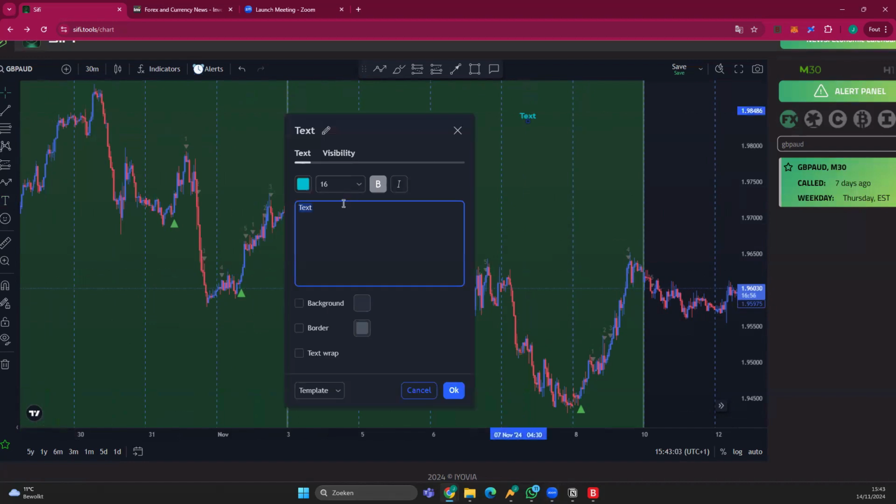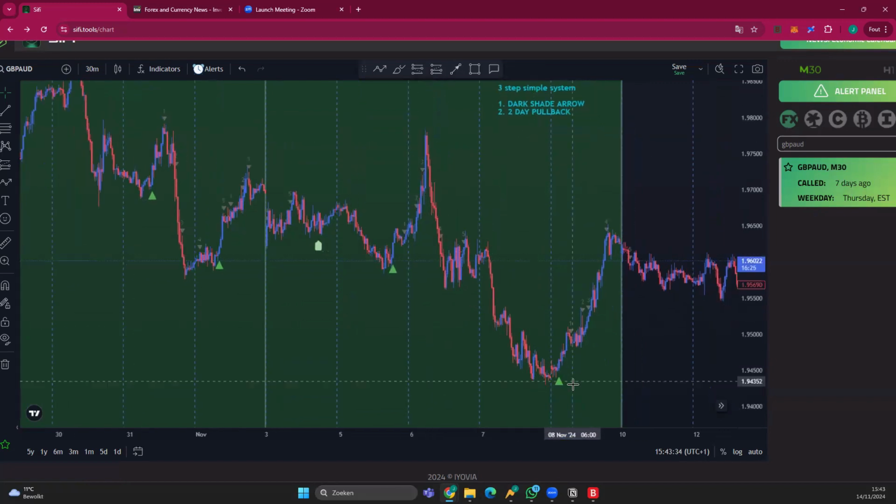Now, to verify if the dark shade arrow is valid, we have a three-step simple system. The first step is getting notified on the phone and getting your dark shade arrow. The second step is when we buy, for example, we want to buy as low as possible inside that uptrend. To make sure that we're as low as possible in that uptrend, we want to have a 2-day pullback prior to our arrow.